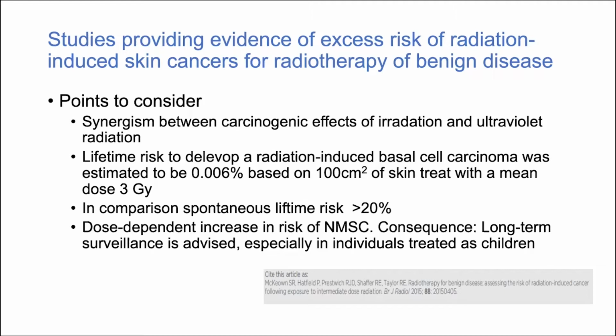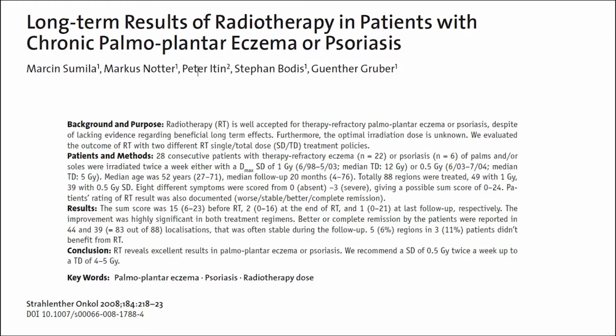It's estimated that the lifetime risk to develop a radiation-induced basal cell carcinoma is 0.006 if 100 square centimeters of skin are treated with a mean dose of 3 gray. So at the end, the risk is very low. And we still know that many patients are developing non-melanoma skin cancers without any irradiation. Still, if children are treated, for example, for keloids, which can also happen sometimes, long-term surveillance is advised for these individuals. Let's go into the literature.